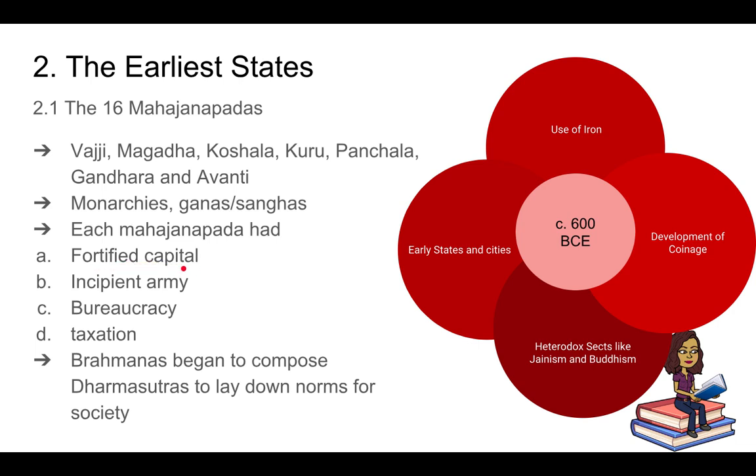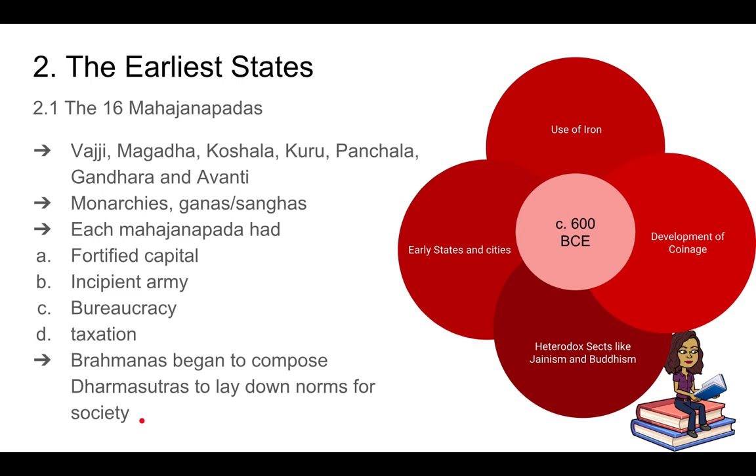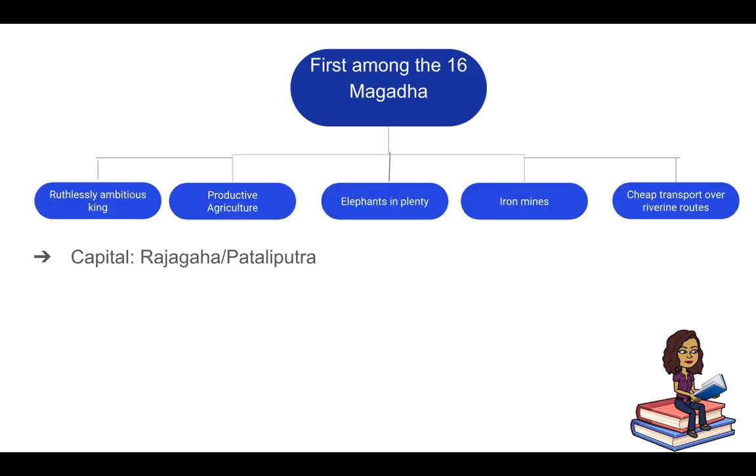That most of them would have a fortified capital, they would have an incipient army, not a standing army yet, but an incipient army. They would have a bureaucracy which would organize statecraft and administration. And you also had taxation emerging at this point of time. We also have the emergence of the Dharma Sutras and the Dharmashastras being composed by the Brahmins, which laid down the norms for society in general and kings in particular, how kings should behave, how they should take care of their people, and so on.